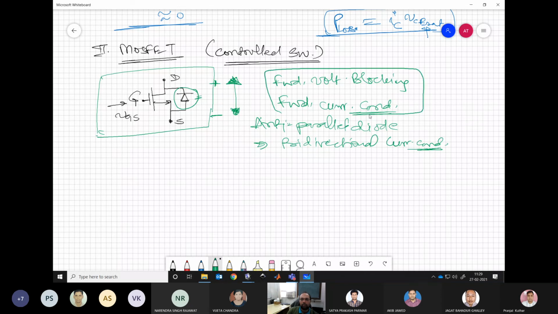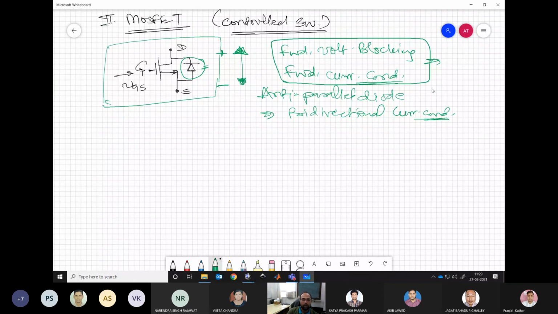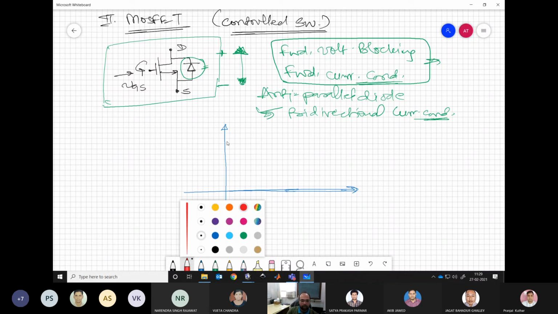The MOSFET alone has this property, forward voltage blocking and forward current conduction. But because of the anti-parallel diode available, naturally it has bidirectional current carrying capability. Now again, if we see the characteristic, which is very similar to BJT but slightly different also, the differences we will observe very closely, and that will define how this can be used or where it can be used in a circuit.